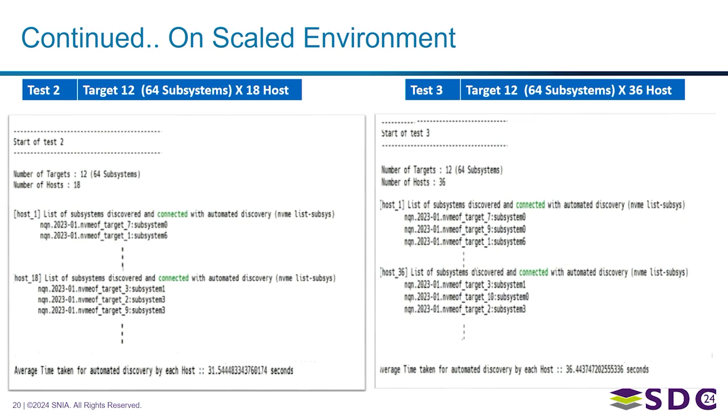So all the numbers that we are talking about here: in the previous demo, when the number of hosts and targets were manageable, we didn't see significant increments in the discovery time. When we scale the environment in the DDC environment, you can see a significant discovery time for each host which is trying to connect to the targets, which has come to 30 seconds versus 3 seconds.